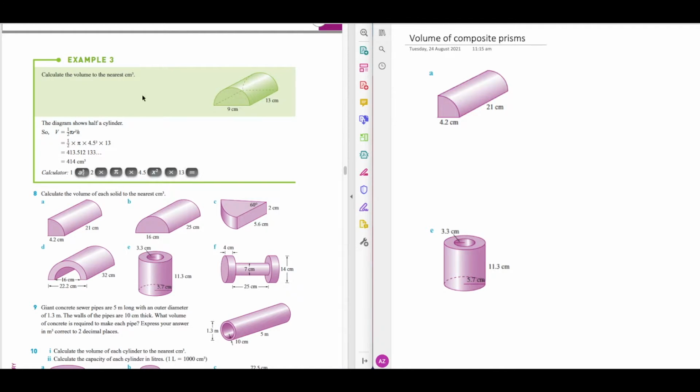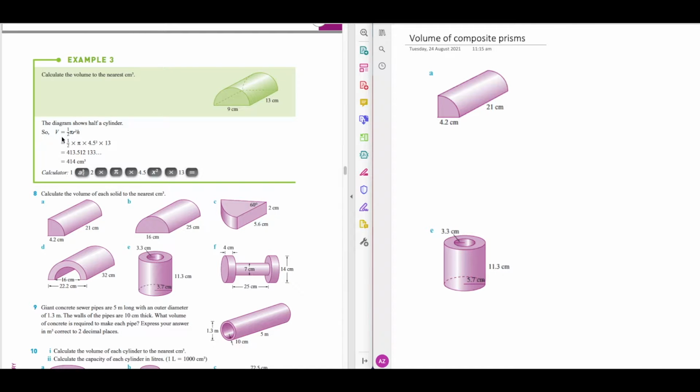So let's see, example 3, calculate the volume to the nearest centimeter cubed. Now, just like with every other question, to find the volume, you've got to find the area of the cross section, in this case, a semicircle. So find the area of that. Once you get the area, multiply by the height, depth, whatever you want to call it, and then you get your answer. As you can see, the diagram shows a half cylinder, so a cylinder cut in half.